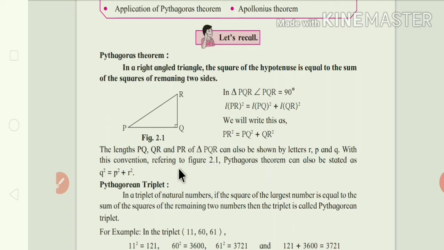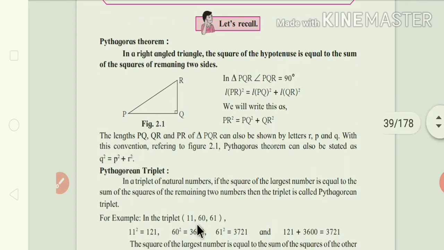Here the lengths PQ, QR and PR of the given triangle can also be shown by the letters R, P and Q, and then this Pythagorean statement is also written as Q square is equal to P square plus R square.